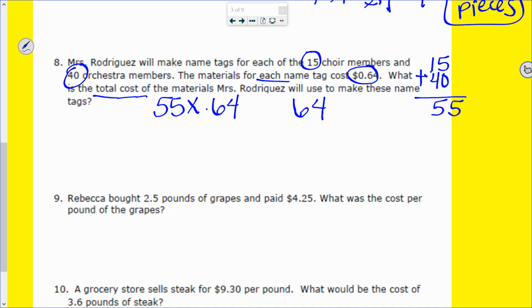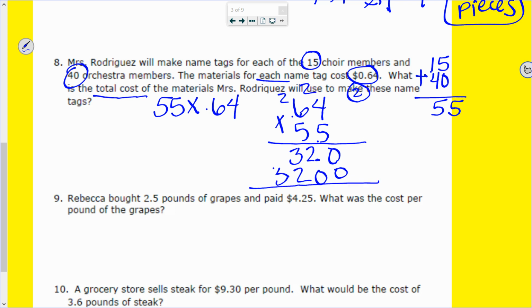Remember, when you're multiplying with decimals, you treat it just like regular multiplication. So you're going to write this as 55 times 64 and just make a note off to the side. When I'm done, I have 2 decimals I have to put back in. 5 times 4 is 20, carry your 2, 6 and 5 is 30, 32, placeholder 20, 32. Okay, and that gives you 3520, or 2 decimal places, so $35.20.